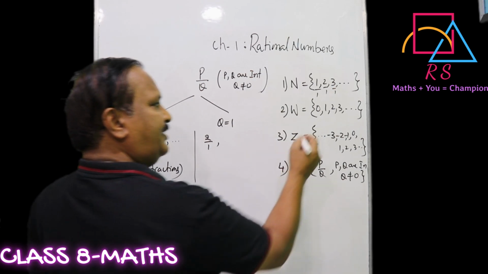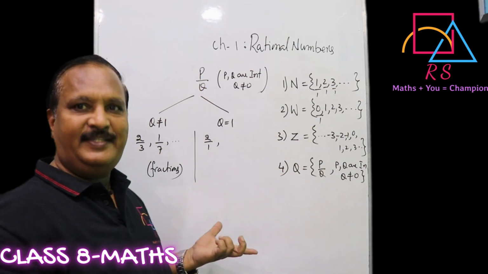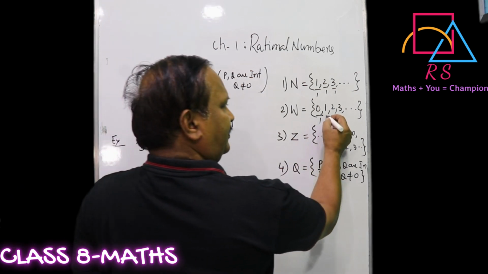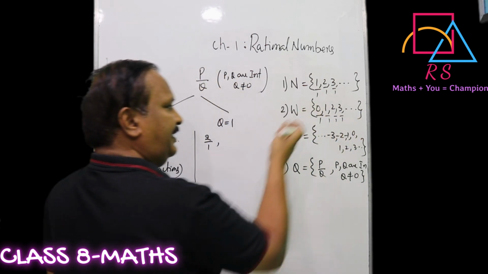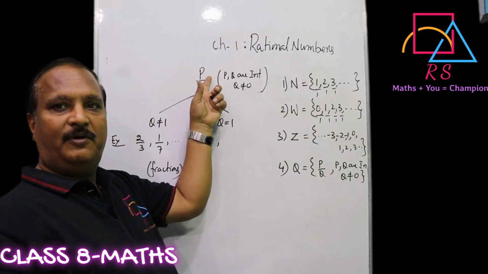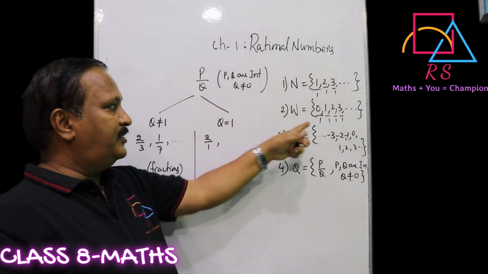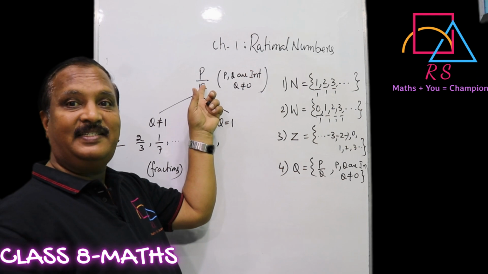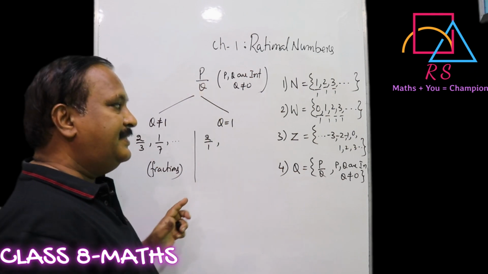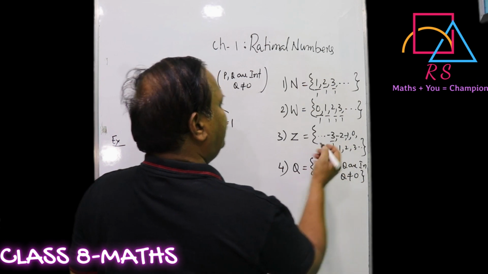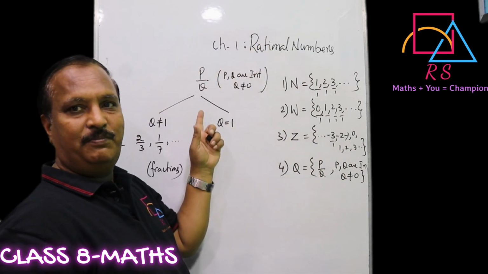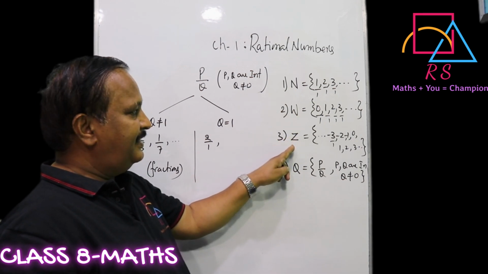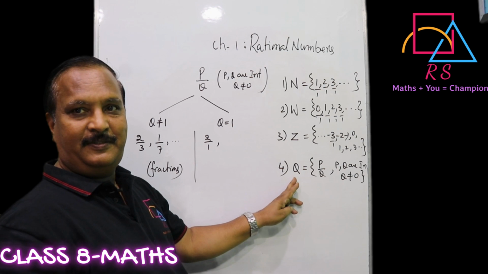Whole numbers, you can write 0 by 1. 0 upon 1 is nothing but 0, and 1 upon 1 is 1. So even the whole numbers can be written in the form of p by q, where q is not equal to 0. Therefore, whole numbers are also considered rational numbers. In the same way, integers can also be considered rational numbers. That means natural numbers, whole numbers and integers are also known as rational numbers.